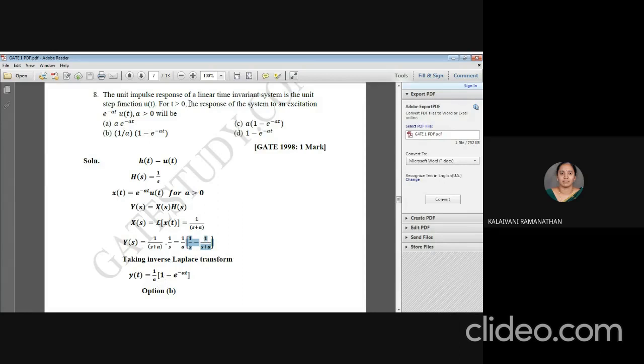So whenever you are provided with a question like the response of the system, first you have to note down the relationship between your input, output and the impulse response. And then you have to apply the Laplace transform, and then you will be able to simplify and finally note down the response of the system. Next question.